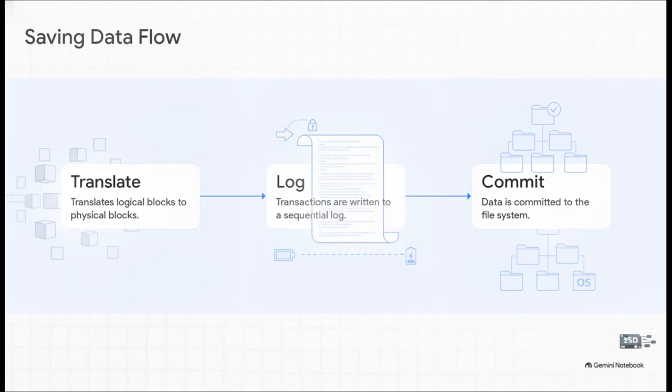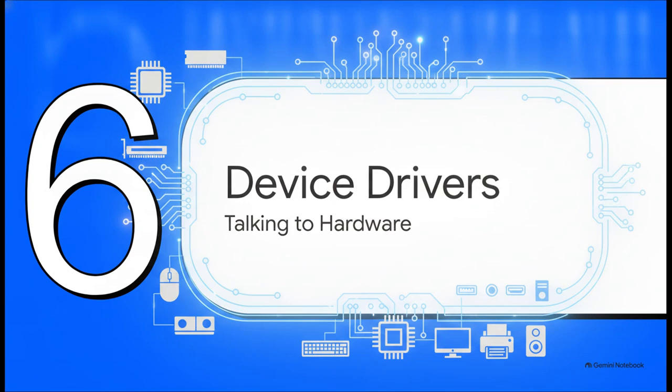And here is how that flow actually protects your data. First up, the file organization module translates your abstract logical blocks into physical blocks on the SSD. But before it permanently updates the file system structures, it writes that transaction to a sequential log. Why? Because if your computer suddenly loses power mid-save, the OS can just read that log when it reboots and finish the job. It's a brilliant little safety net that ensures fast recovery and keeps your files safe from sudden catastrophic corruption. Finally, we've hit step 6, drivers, talking to hardware.